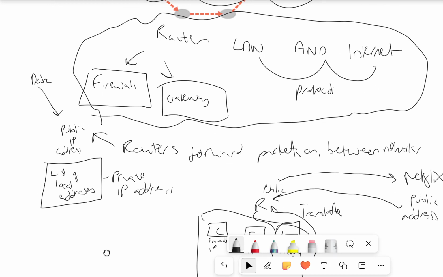To act as a firewall, to act as a gateway, for it to be able to allow communication between the local area network and the internet, to adjust to different protocols, so that it forwards packets between different networks, so that it stores a list of private IP addresses, local addresses, and translates them to the router's public IP address, so that it gives it internet access.